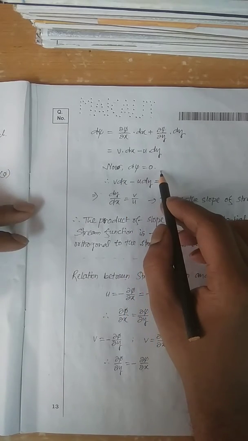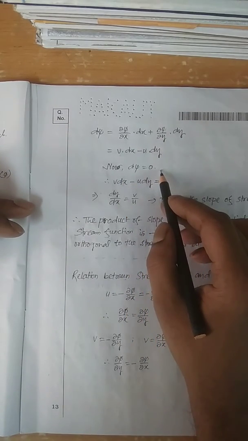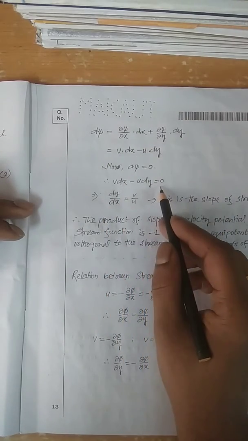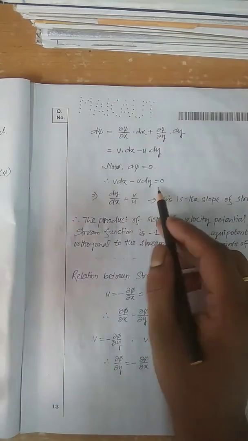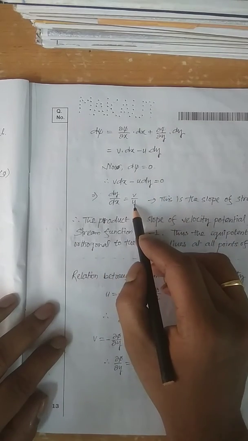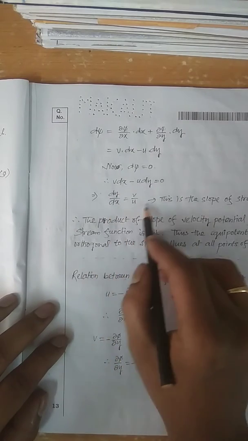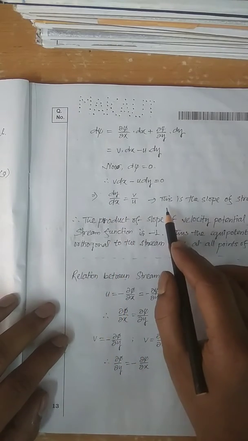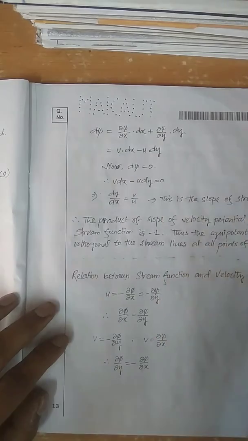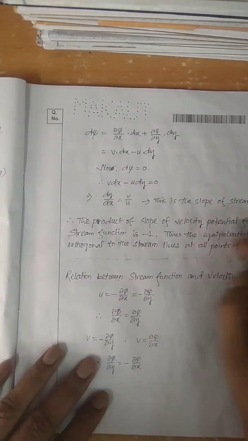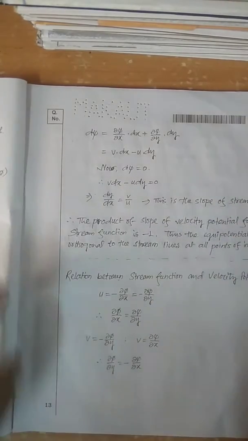For the line of constant stream function, d psi is equal to 0, then this quantity should be equal to 0. So dy dx is equal to v by u, that is the slope of the line of constant stream function. So this is the slope of the streamline. The streamline is the line along which the stream function is constant.